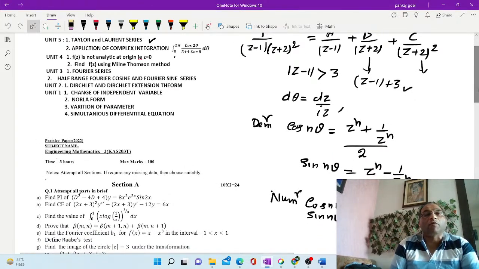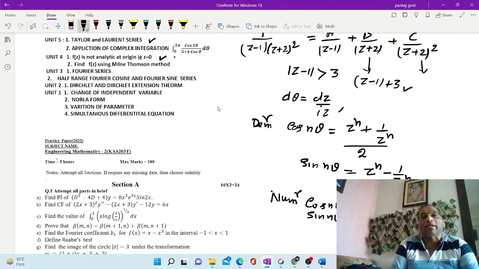Now we come to Unit 4. The important topic in Unit 4 is: at origin f(z) is not analytic but the CR equations are satisfied. And the second important topic is Milne-Thomson's method. Find f(z), and you can also be asked to find u or v. Either u is given, find v, or v is given, find u.